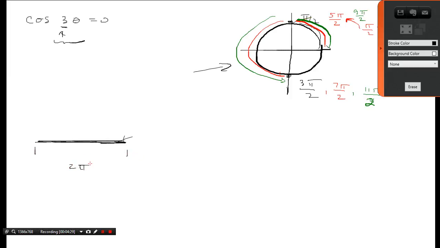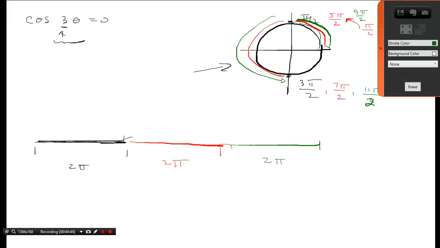And then my next color was red, so let's make it red. And then here's my next lap. That thing is 2 pi. And then the next color is green, Christmas time. From here to here was also 2 pi.